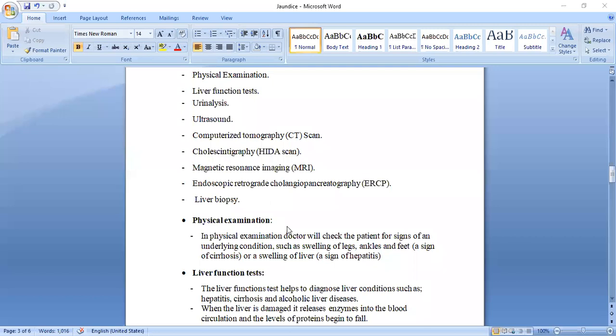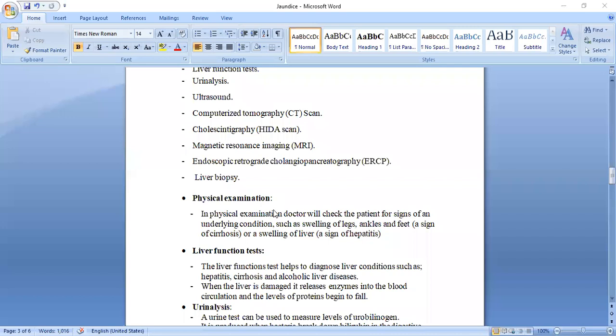What will we see here exactly? The swelling of the legs, ankles, and feet, and also the swelling of the liver. Due to these findings, the doctor can diagnose that maybe there is a chance of jaundice. This is all about the physical examination. The doctor will also look for signs of an underlying condition. By seeing the eyes and skin yellowish in color, the doctor can diagnose this may be a case of jaundice.